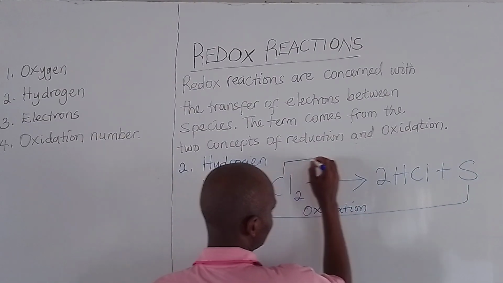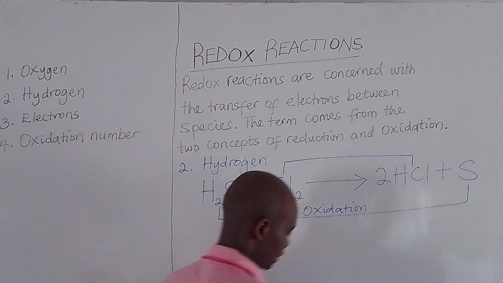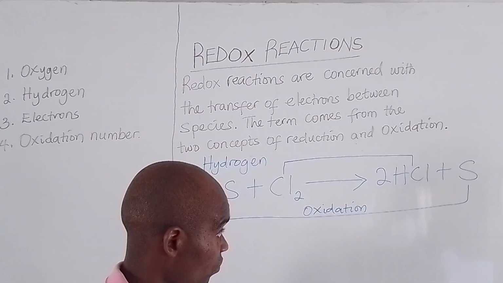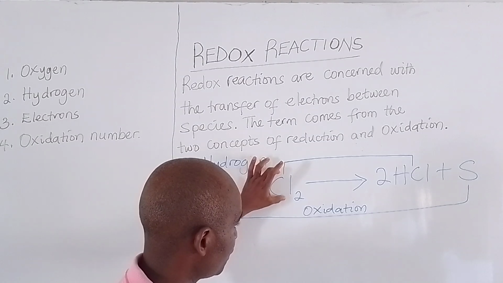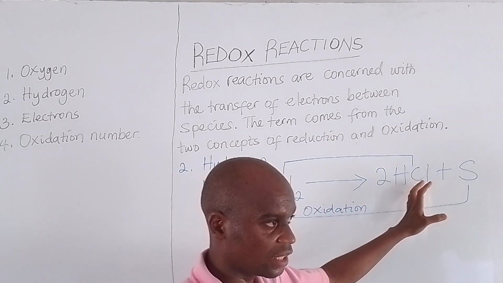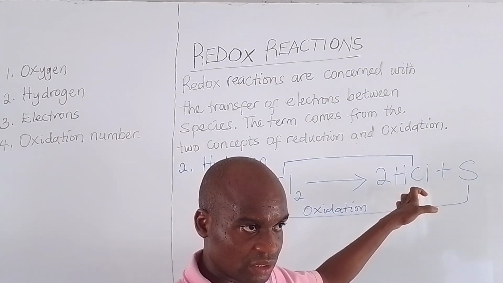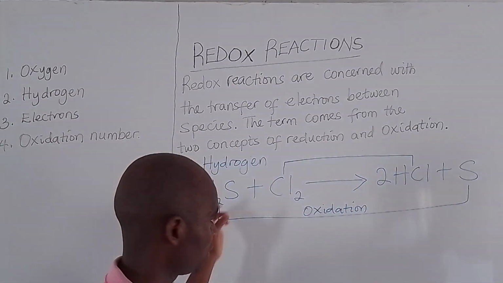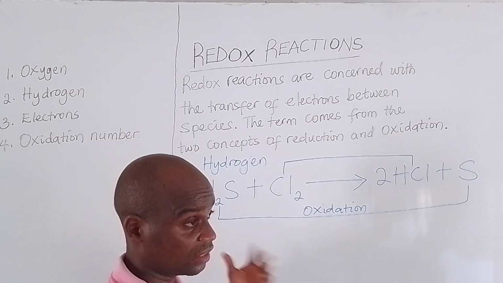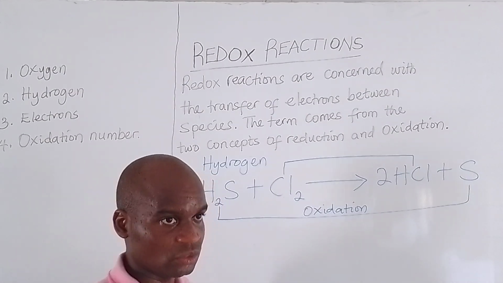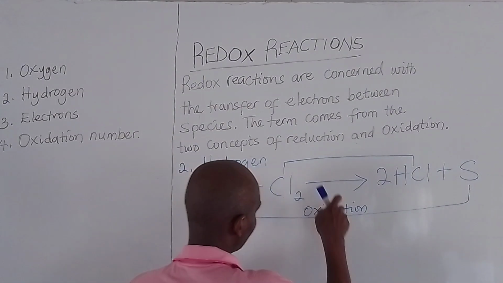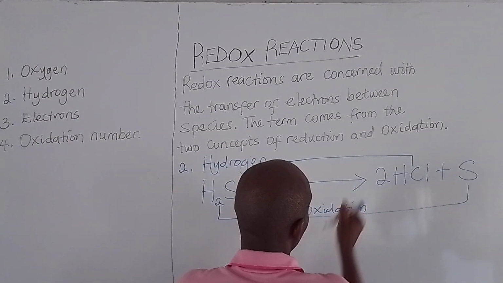And from here to this point, chlorine is here alone, but on this other side, hydrogen has been added to it. And by definition, we say that reduction is the addition of hydrogen to a substance. So this reaction represents reduction.